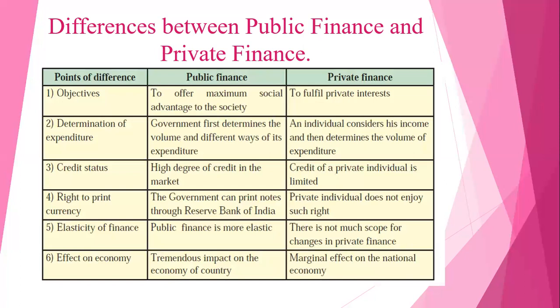Fifth point, elasticity of finance. Public finance is more elastic. There is not much scope for changes in private finance. And the sixth point, effect on economy. Public finance has a tremendous impact on the economy of a country, and private finance has a marginal effect on the national economy. Now students, let us see the detailed explanation of each and every point of difference.